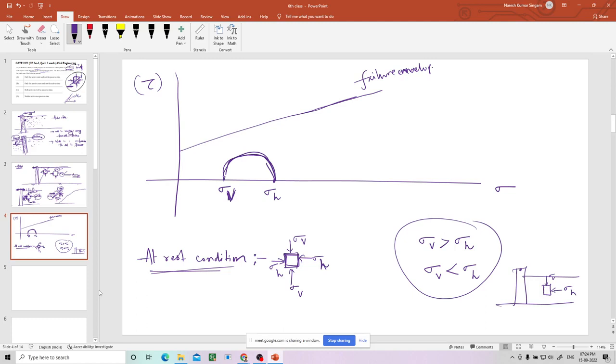Now when you are moving to active condition, what will happen in the active condition? Sigma h will decrease, right? We have discussed in the previous slide. When you are going in this direction, what will happen? Sigma h will decrease, right?